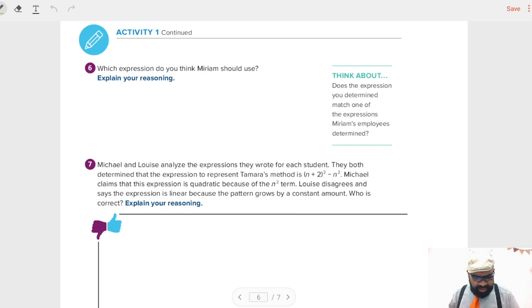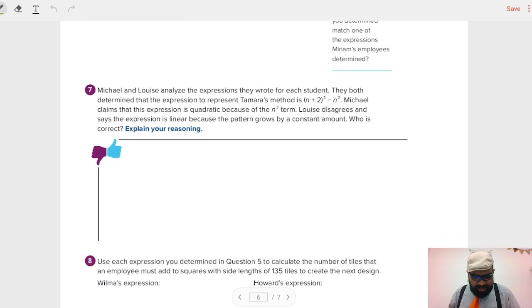Next question, number 7. Michael and Louise analyzed the expression they wrote. They both determined the expression to represent Tamara's method. Michael claims that his expression is quadratic because of the n squared term. Louise disagrees and says the expression is linear because the pattern grows by a constant amount. Who is correct? Guys, who is correct is Louise.